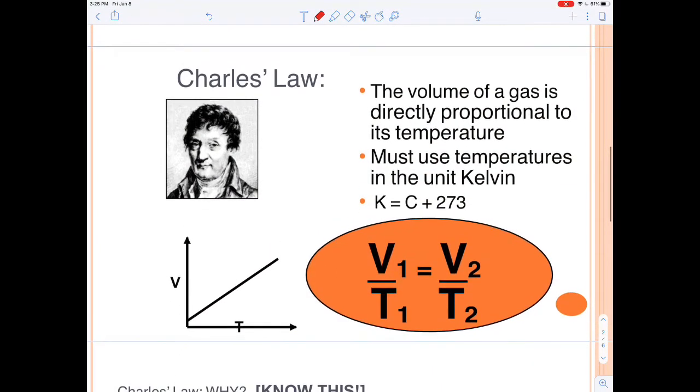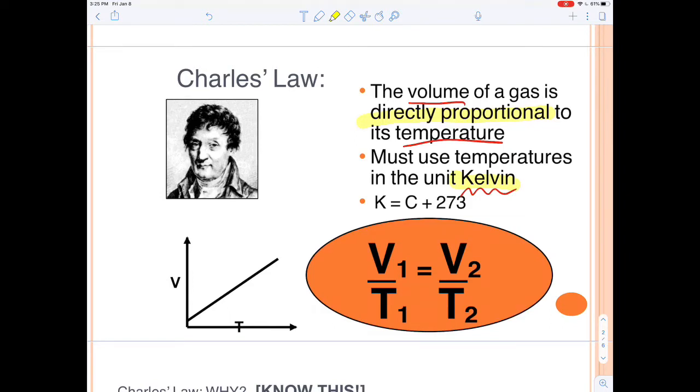All right, so Charles's law, as we just saw, demonstrates that volume of a gas is directly proportional to its temperature. So again, we're looking at those two variables. To do these problems, we have to use temperatures in Kelvin. So remember, Kelvin is equal to Celsius plus 273. I do want to mention this term right here, directly proportional. What does that mean? So what that means is if I double the temperature, the volume also doubles. If I halve the temperature in Kelvin, then the volume also gets halved.